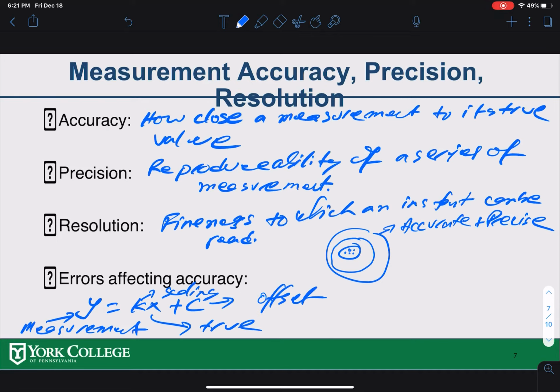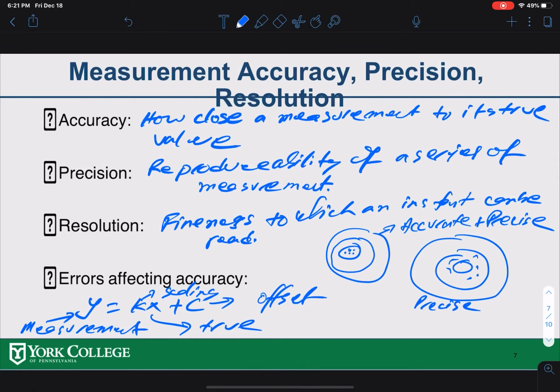So if I do the same thing here, you're getting the values now. You're getting the values around here, right? So it's not accurate. Accurate is the very middle one here. But you're getting values around it. That means you're producing the same result again and again. So it's precise, not accurate, right? It's precise but not accurate.